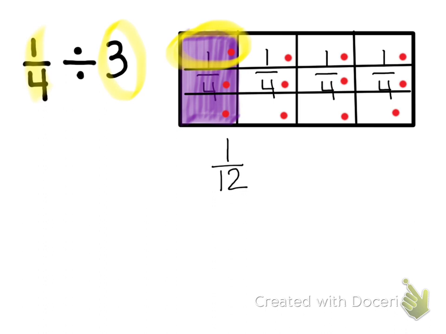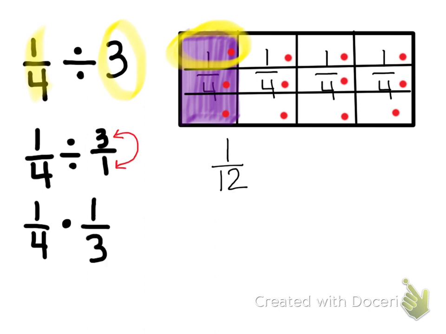Now, let's double check our work, right? We have 1/4 divided by 3. And remember, we could write 3 as 3 over 1 because it's still 3 wholes and it's not changing the value. What you're used to is when we have a division problem, right? We rewrite the problem. The first number stays the same. So 1/4 stays the same. Our division, we change to multiplication. And we write the reciprocal of 3 over 1, which would be 1/3.